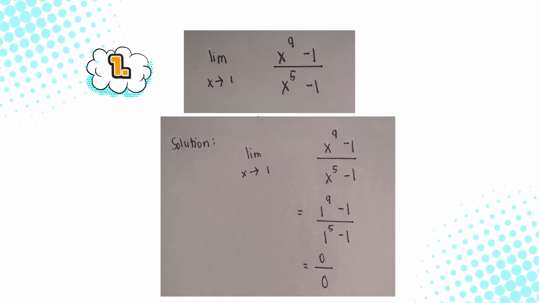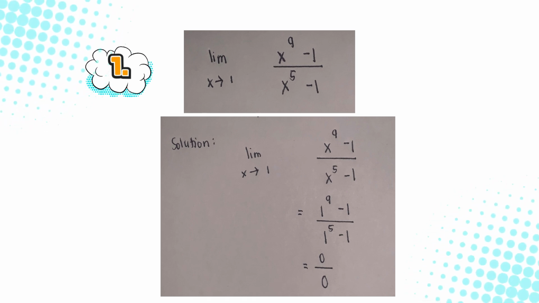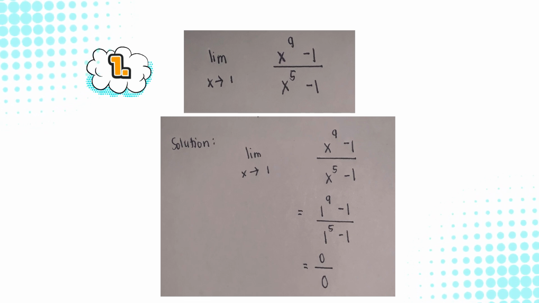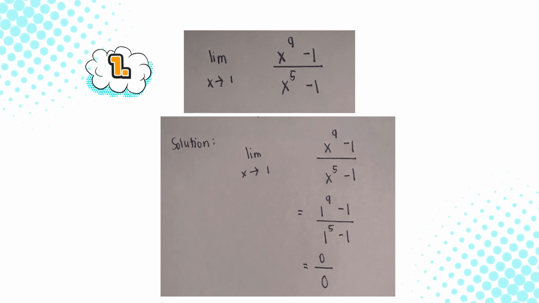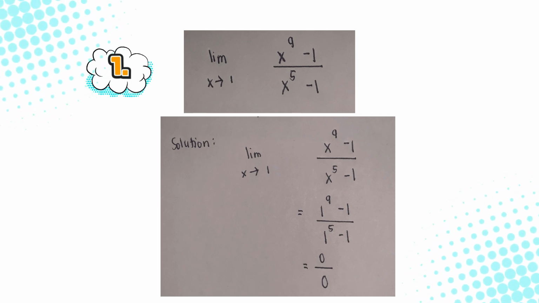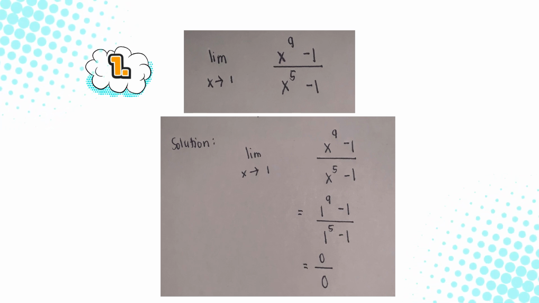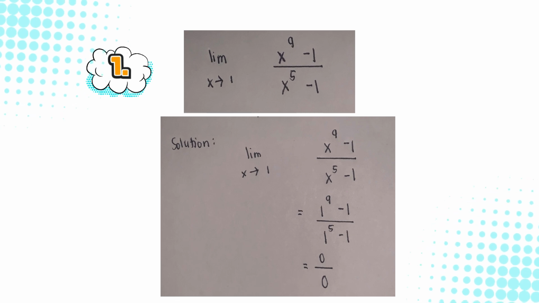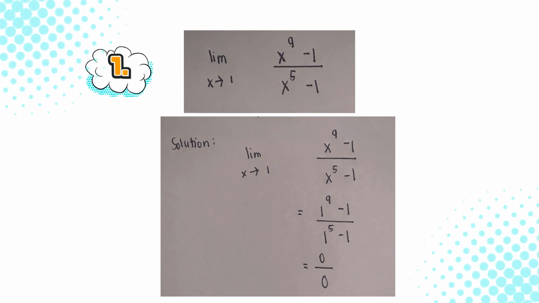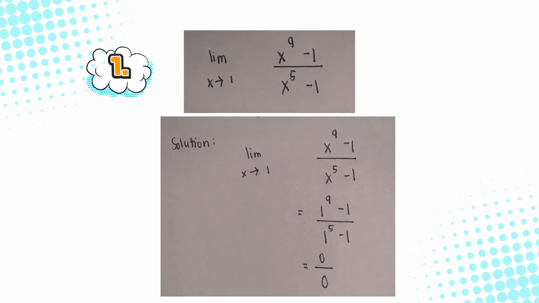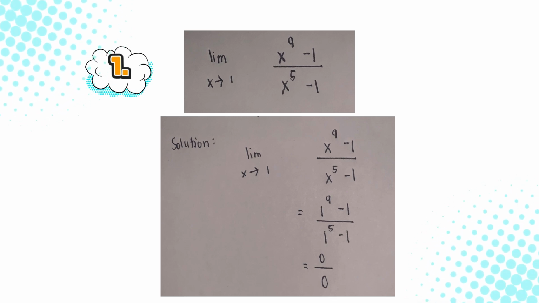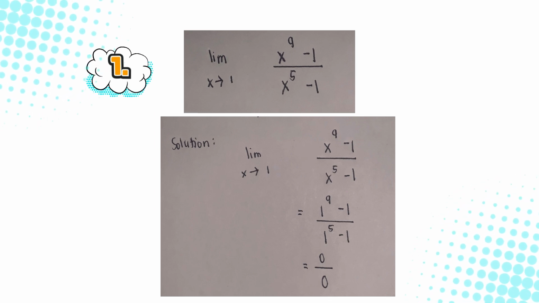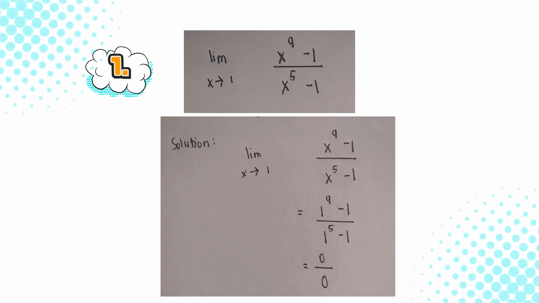So for our solution, the limit of the function x raised to 9 minus 1 over x raised to 5 minus 1 as x approaches 1. We are going to substitute x equals 1. So it will become 1 raised to 9 minus 1 over 1 raised to 5 minus 1, and that is equal to 0 over 0. Since the limit is indeterminate, we are going to apply L'Hopital's rule.